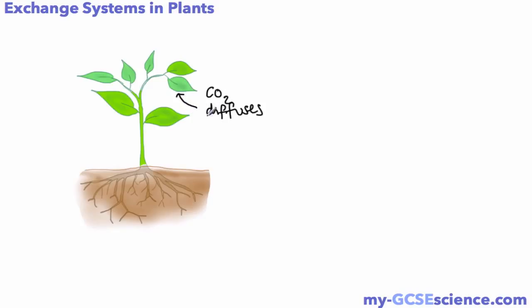But that's a substance that needs to go into the plant, and that's required for photosynthesis. A byproduct of photosynthesis is oxygen, and that diffuses out of the leaf. And so we have the leaf as an exchange system, and it has to be very good at being an exchange system or an exchange surface, and we'll look at how it does that in a minute.